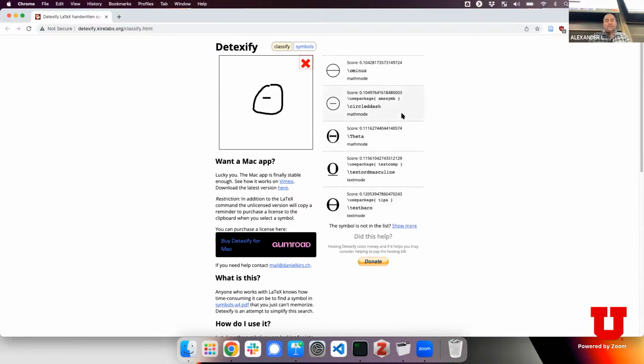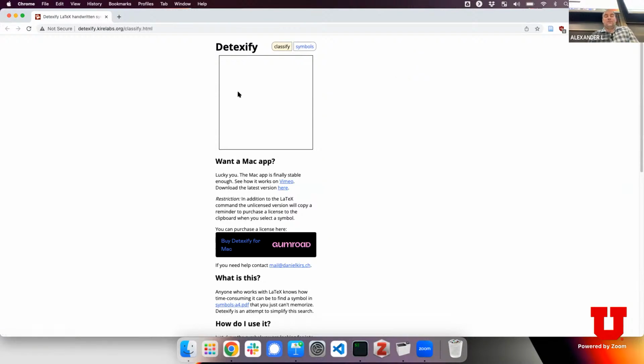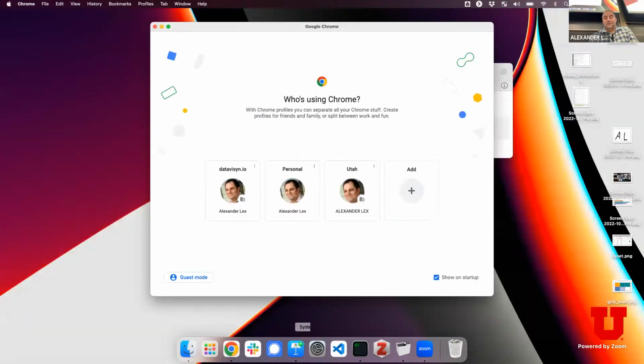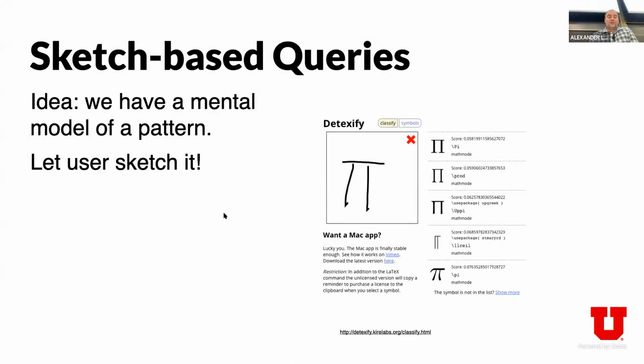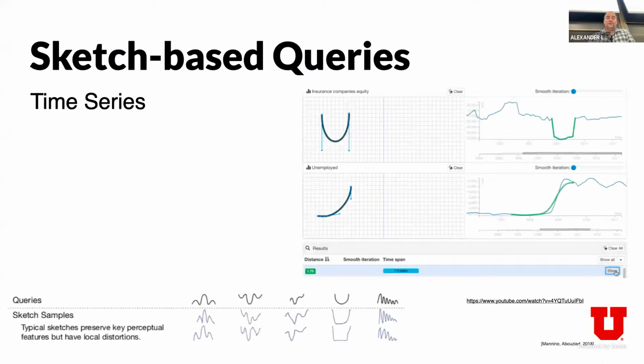And I get my theta, or I get my circle with a dash in it, or I get these other symbols, right? And so that's a useful thing that I actually use all the time when I'm writing LaTeX myself. And then, of course, we can do this for data visualization.